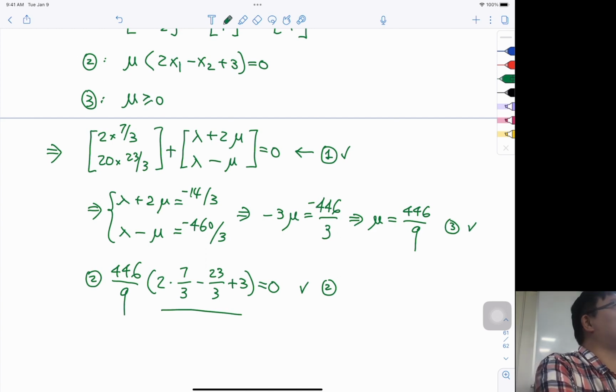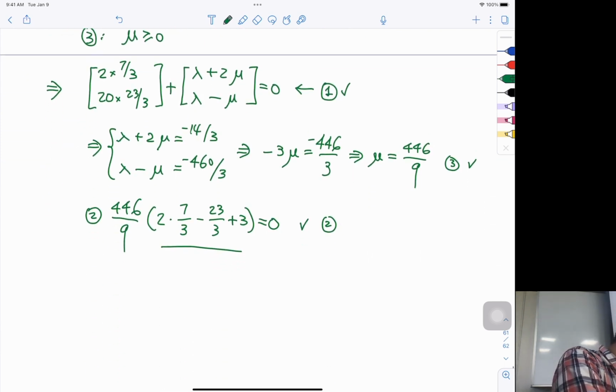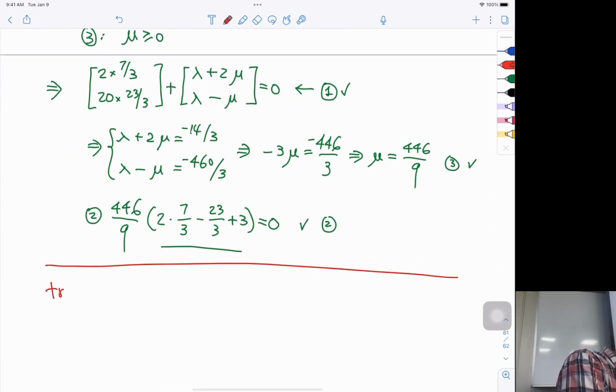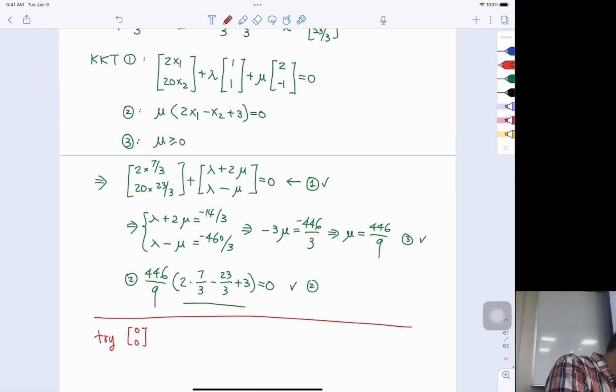Let's try a different point to see if that additional point violates the KKT condition. If a different point violates KKT, that means that point is not optimal. So now let's try a different point, for example, 0, 0. Let's see if 0, 0 is optimal by this KKT condition. So in this case, the first equation becomes 0, 0. Actually, I can just copy this.